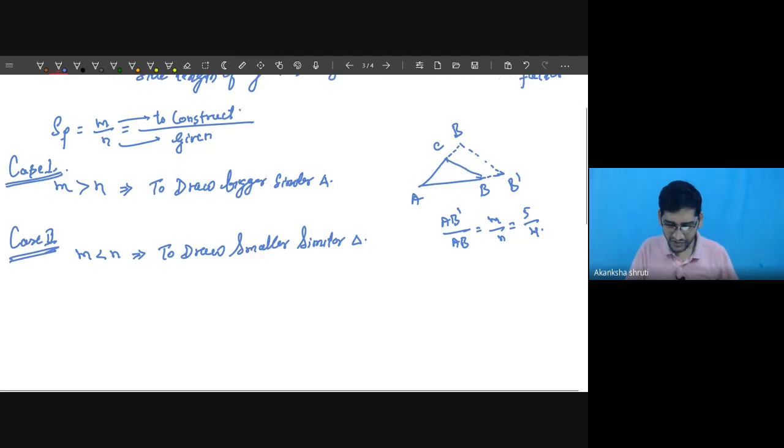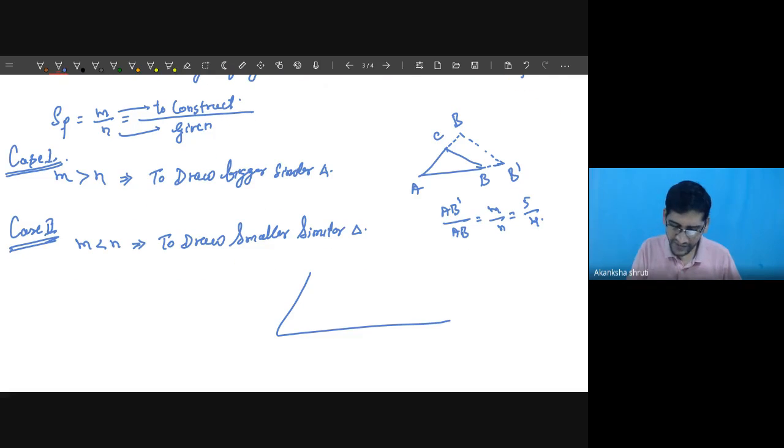Okay, means how is the situation? You will be given one triangle. Consider this as ABC. A student may construct with the vertex B also or the vertex C also, but in this case m is lesser, means the similar triangle that we have to make is something like this.